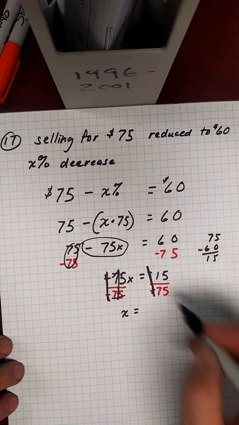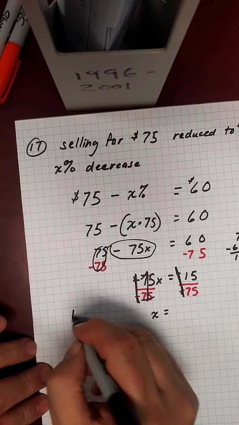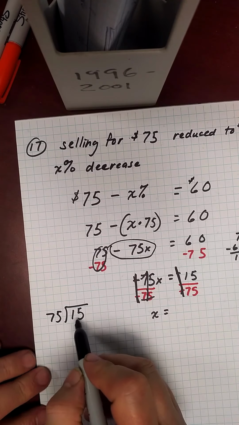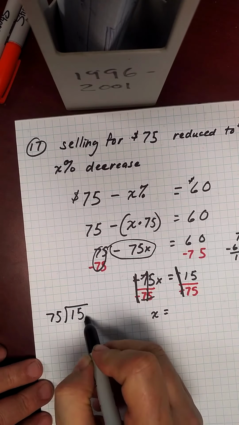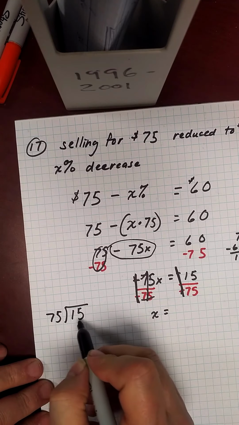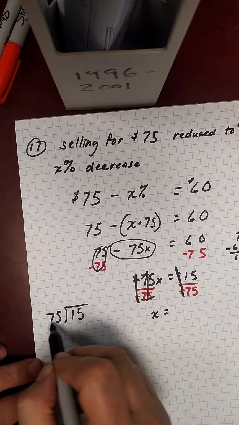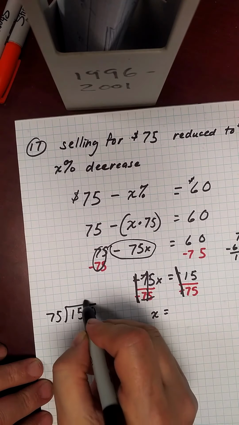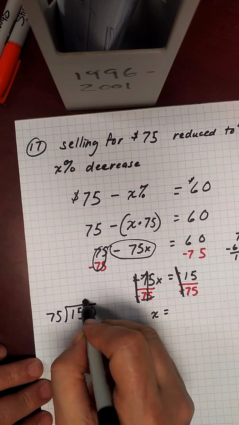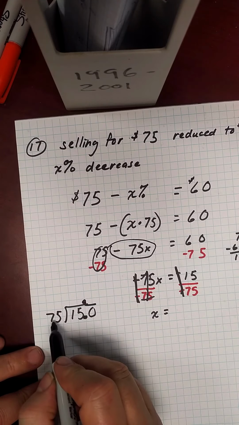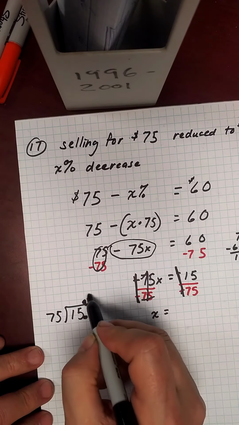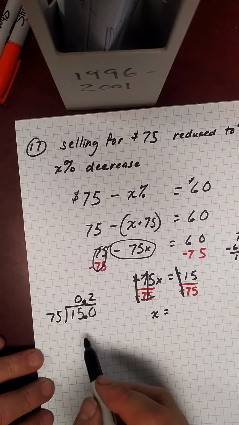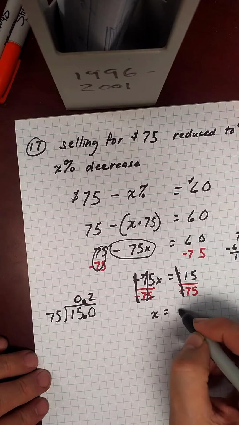So if we do 15 divided by 75, so once again, 15 is the dividend, so it has to go on the inside. We can't actually do 15 as this here, so we're going to have to just put a decimal point and a 0 and think of it as 150. So we just put our decimal point in both places. And 75 times 2 is 150. So we get 0.2 as our x.